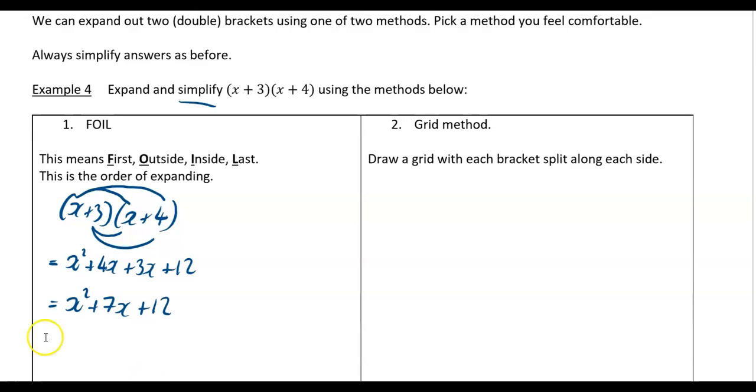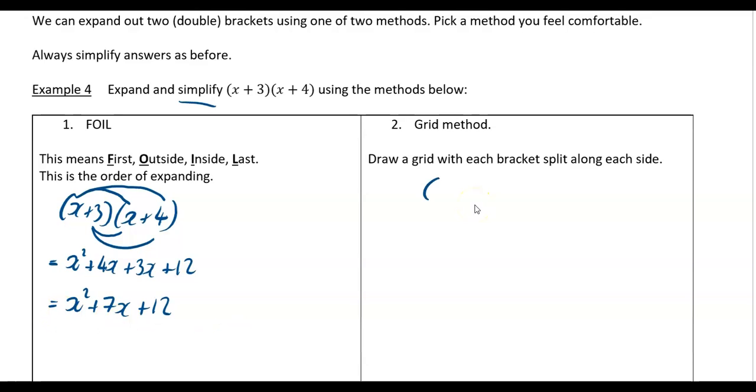Okay, so let's just run through it again. You did your first, so it was x times x, that's x squared. You did your outside, x times your 4, which is 4x. You did your inside, which is going to be 3 times x, which is 3x, and 3 times the 4, your last one, which was 12. And then you just tidy up at the end.